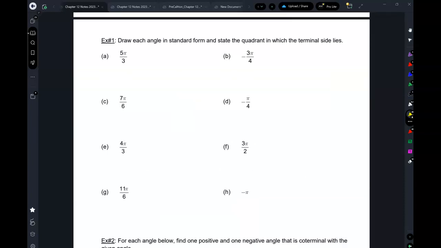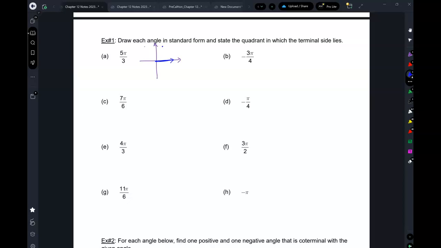Okay, so let's draw these. So it says draw each angle and state the quadrant in which the terminal side lies. So here we go. Here's the x and y axis. This is the initial side. You have to show me that. Now, this is a pi over 3. Okay, so here I have 1 pi over 3.